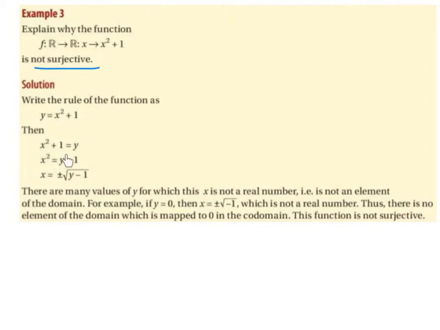Then we get x squared equals y minus 1. So we bring the plus 1 over the other side and it becomes minus 1. And then to get the x on its own, we have to square root what's on the right hand side. So we get x equals plus or minus the square root of y minus 1.